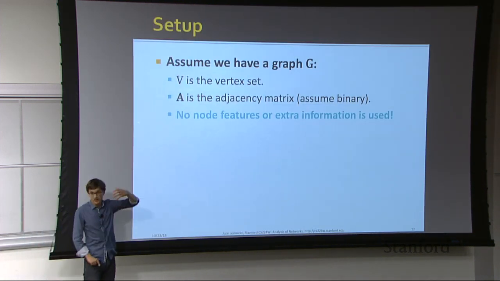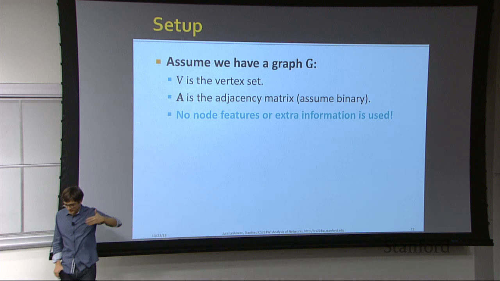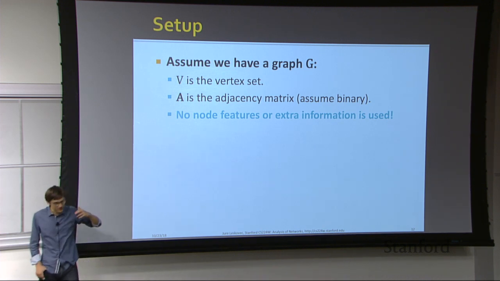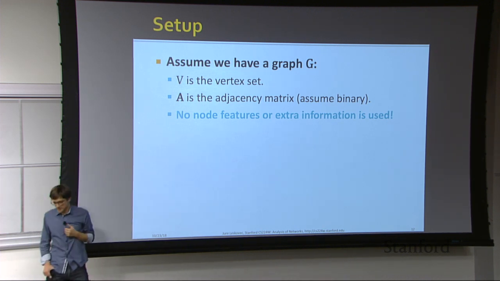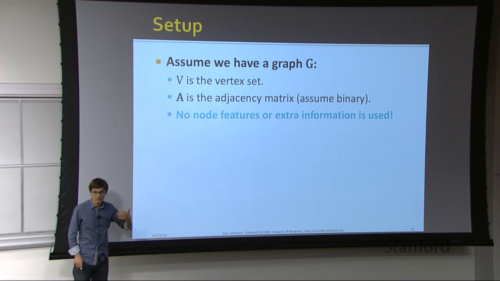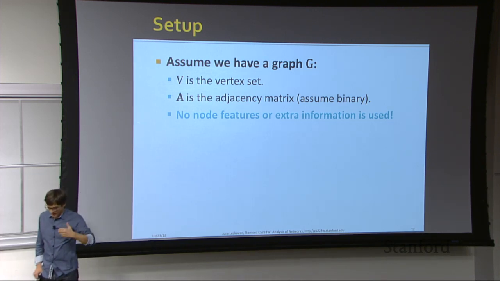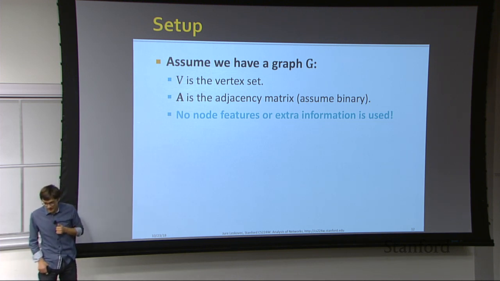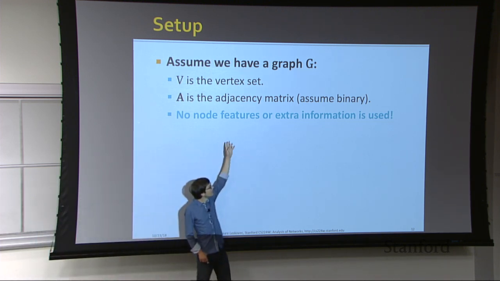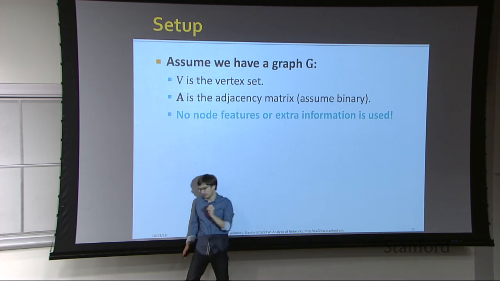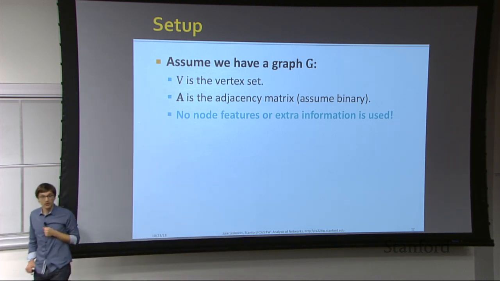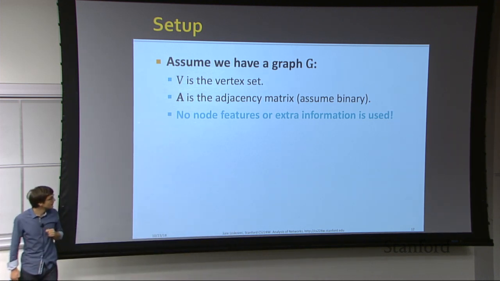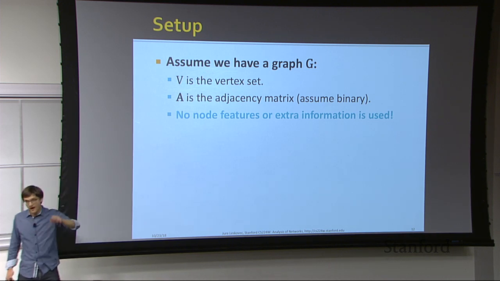So we will be given a graph which will have a set of vertices, a set of nodes, let's call it V, and we'll have A, the adjacency matrix. And for now, let's assume the adjacency matrix is binary, and we can even assume that it's symmetric, meaning the graph is undirected, right? And for now, let's assume no node features, no extra information on the nodes, anything like that. We are just given the wiring diagram.